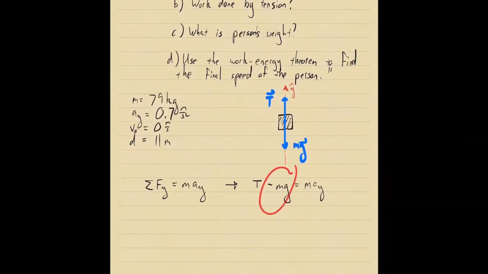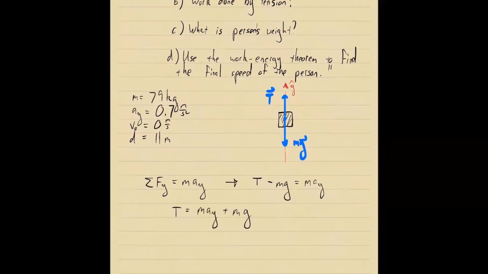Now, if we add the weight to both sides, we get that the tension in this cable is equal to the mass times the net acceleration of the person plus the mass times the acceleration due to gravity. That's equal to our tension. But we can factor the person's mass out, and what's left is the acceleration in the y direction plus the acceleration due to gravity g.